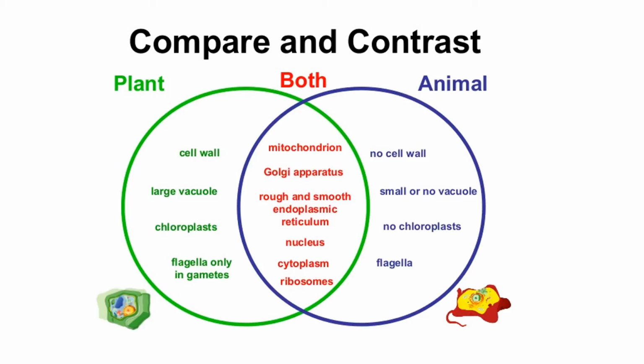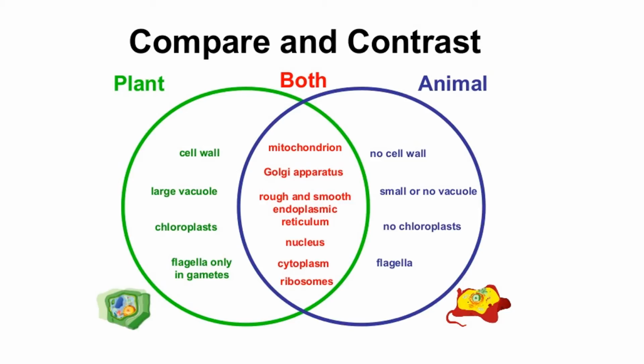Animal cells have no cell wall, where the plants do have a cell wall. Now be careful, they both have a cell membrane. Very, very common to get confused. Some people will say, oh, well, animals have a cell membrane, but plants have a cell wall instead. No, animals have a cell membrane, plants have a cell wall and a cell membrane.